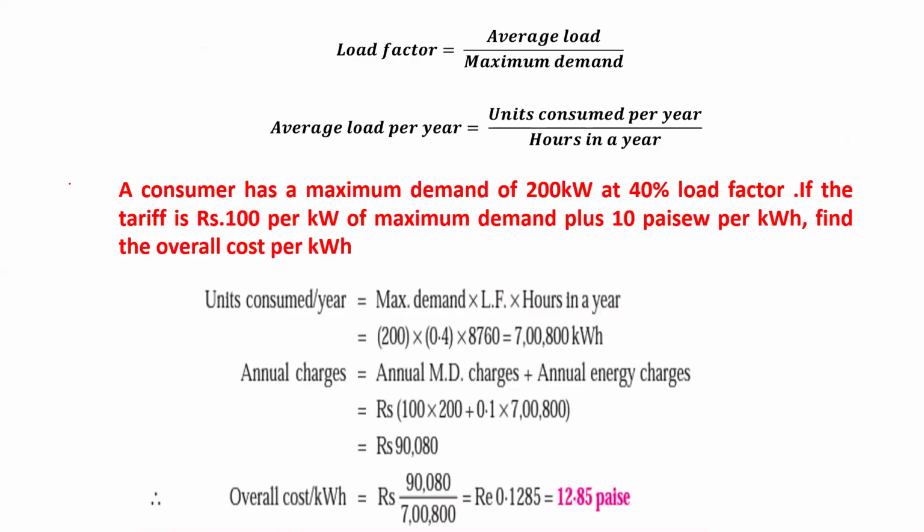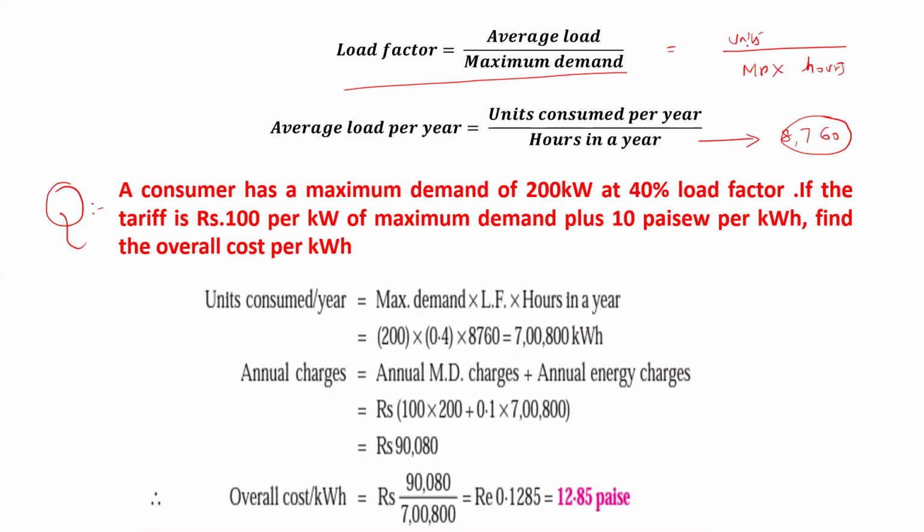Coming to the numericals on this particular tariff, this one is one question. Just remember only one formula. Load factor is equal to average load by maximum demand. Average load is number of units consumed per year divided by hours in a year. Hours in a year is 8,760. Substituting in this one, we can have the formula: load factor is equal to units consumed divided by maximum demand into hours. From that, we can evaluate the number of units consumed, which is equal to maximum demand into load factor into hours in a year. That's the formula. Remember this formula.